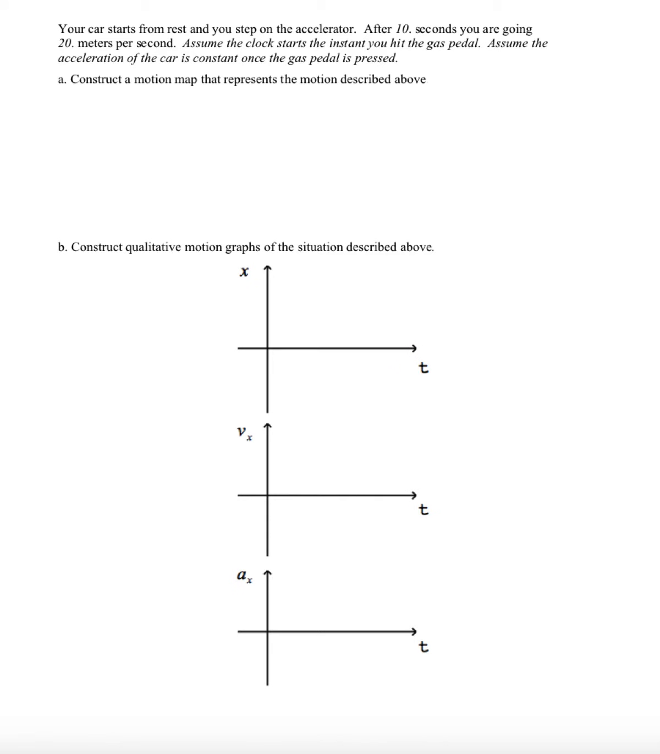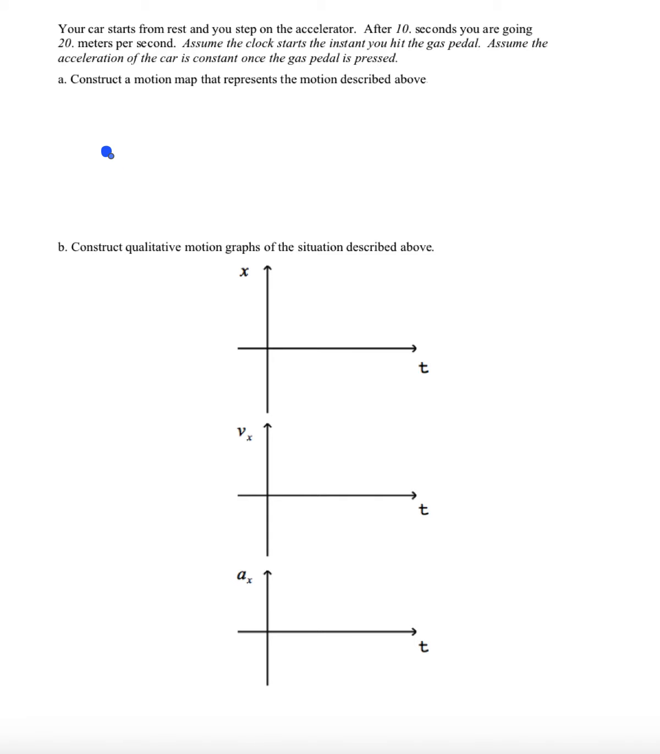In this problem, your car starts from rest and you step on the accelerator. After 10 seconds, you're going 20 meters per second. Assume the clock starts the instant you hit the gas pedal, and assume the acceleration of the car is constant once that gas pedal is pressed. First, we'll create a motion map representing the situation.